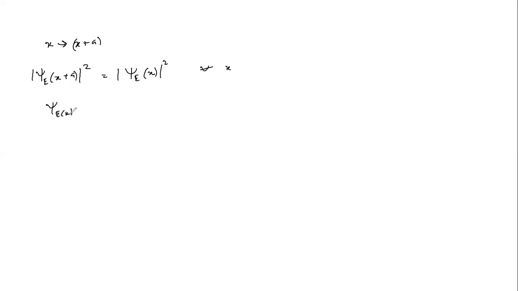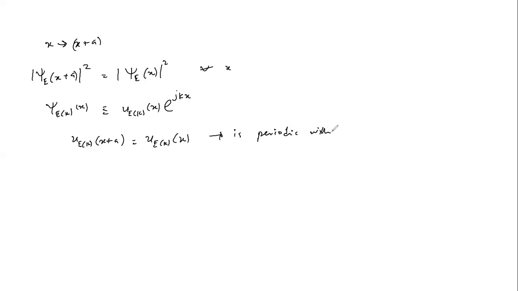psi_k of x equals u_k of x e to the j k x, where u_k of x plus a is the same as u_k of x. This is periodic with periodicity a. And the free particle wave function e to the j k x, of the overall wave function psi_k of x, is also called the envelope function.